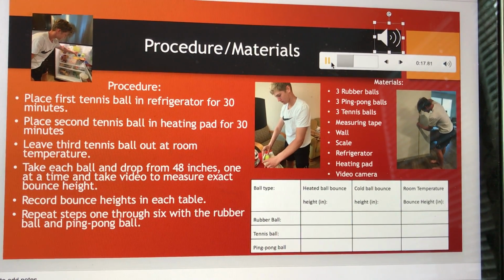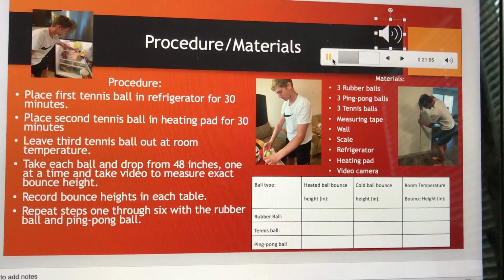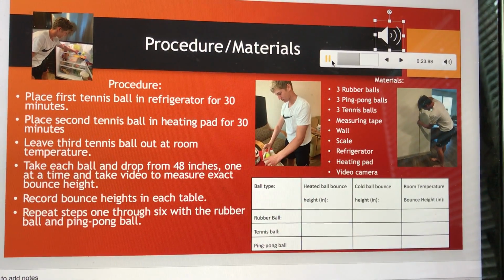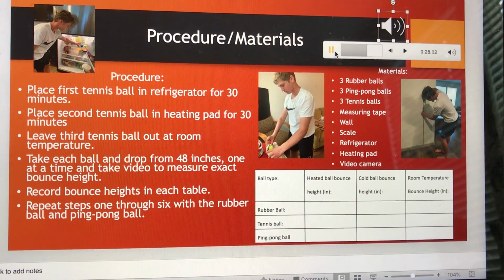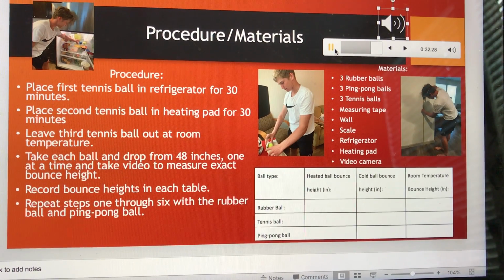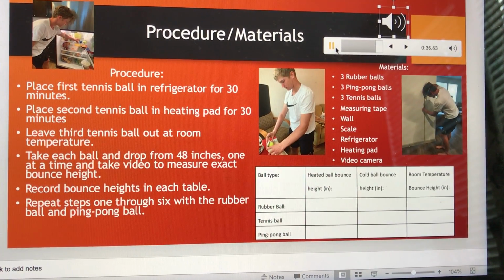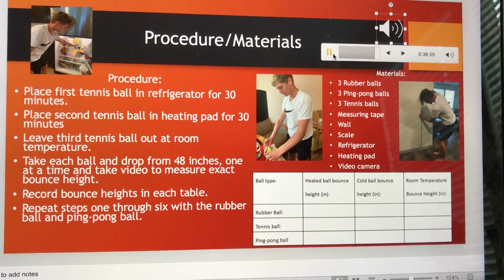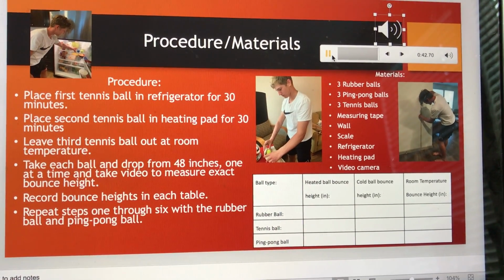The procedure included placing the first tennis ball in a refrigerator for 30 minutes, then the second on the heating pad, and then leaving the third tennis ball at room temperature. Then each ball would be dropped from 48 inches, one at a time, and a video would be taken for an exact measurement. I would then record each bounce height in the table and then repeat steps 1 through 6 with the rubber and ping pong balls.